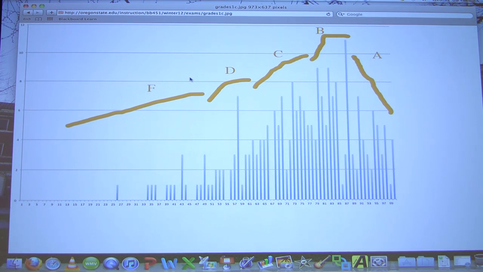The low was about 26. The high was 100. I think there were 4 people who got 100. So that was very impressive. I was quite impressed with what I saw looking through things. I thought that you really did a very good job on this.